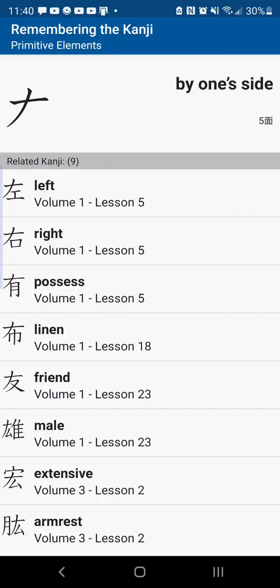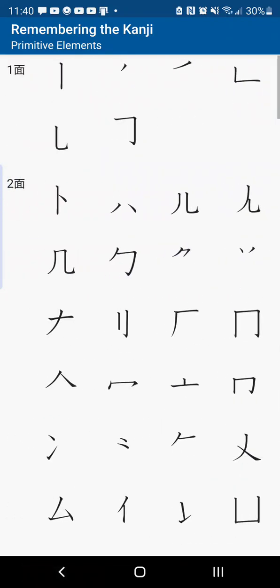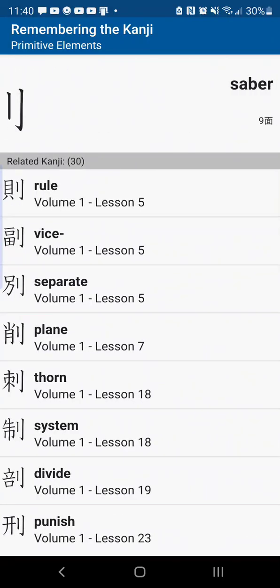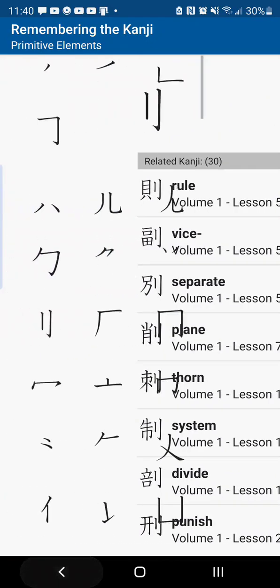By one side. Shows up in left and right. That makes sense. Kind of like a slanted T. Or were we by one side? Saber. Kind of like a squared-off version of the hiragana for re. Just 2 lines with a little hane. That's the little hooky part there at the bottom.